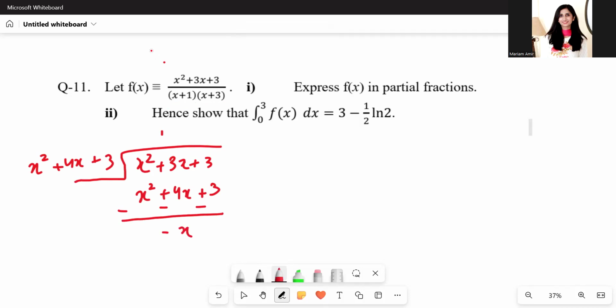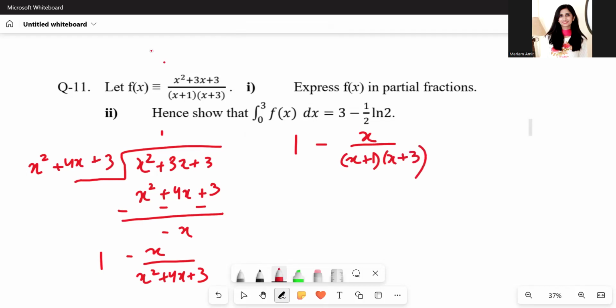So if I write this as a mixed number, I get 1, then minus x upon x squared plus 4x plus 3, or 1 minus x upon (x plus 1)(x plus 3). Okay, so long division is completed. Now we have changed the fraction into a proper fraction where the degree of the numerator is smaller than the degree of the denominator.